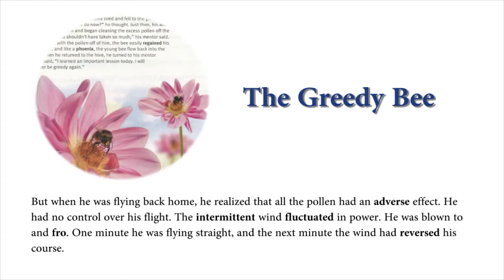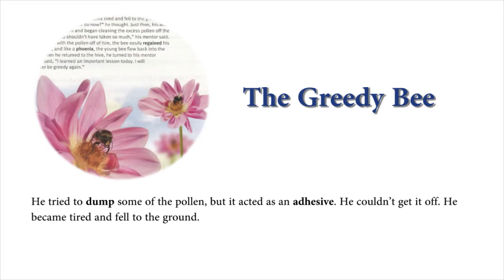But when he was flying back home, he realized that all the pollen had an adverse effect. He had no control over his flight. The intermittent wind fluctuated in power. He was blown to and fro. One minute he was flying straight, and the next minute the wind had reversed his course. He tried to dump some of the pollen, but it acted as an adhesive. He couldn't get it off. He became tired and fell to the ground.